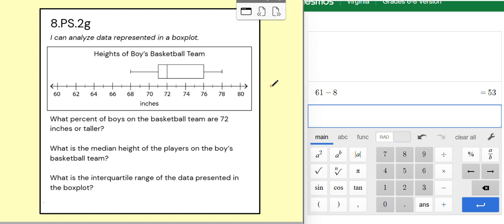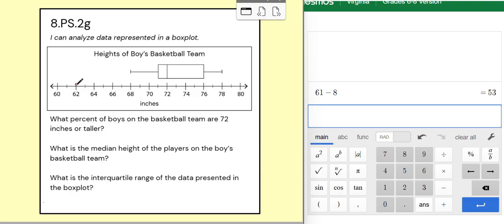Analyze data represented in a box plot. So I'm going to look at this box plot. The first thing I'm going to look at is the title, Heights of Boys Basketball Team. All right. Then I'm going to look at this number line and make sure that the numbers are consistently spaced.